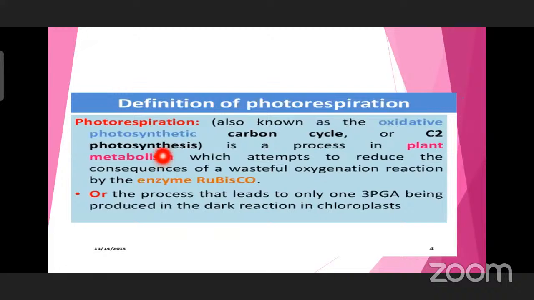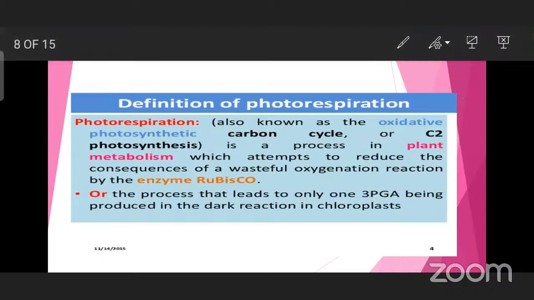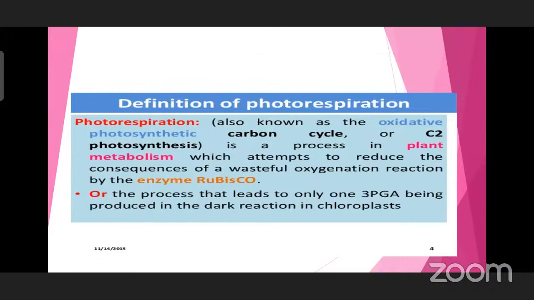the C2 photosynthesis. It is a process in plant metabolism which attempts to reduce the consequence of a wasteful oxygenation reaction by the enzyme Rubisco. So the Rubisco enzyme is held responsible for the C2 cycle. Okay, and the consequence can be reduced by carrying the C2 cycle. This C2 cycle is going to get back again into phosphoglyceric acid and go for the photosynthesis, or the process that leads to only one 3-PGA being produced in the dark reaction in chloroplast.